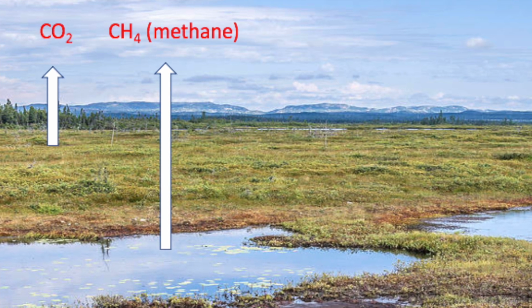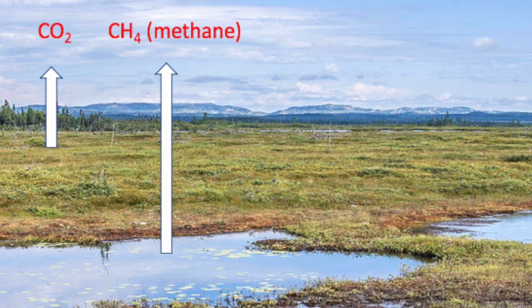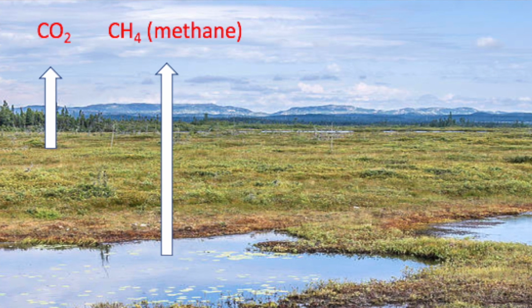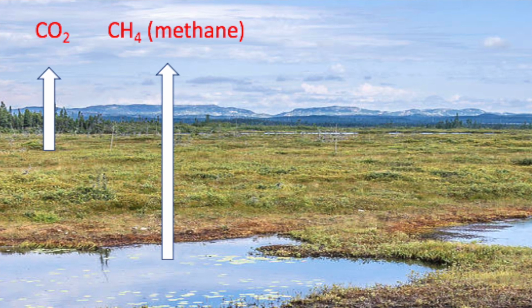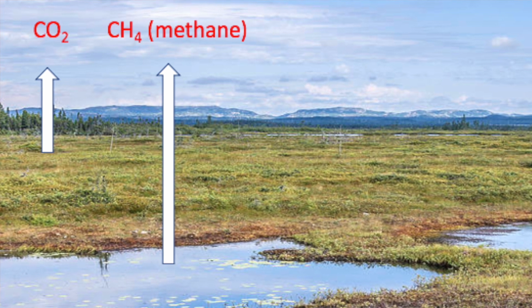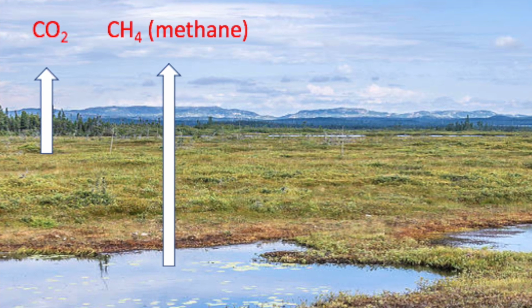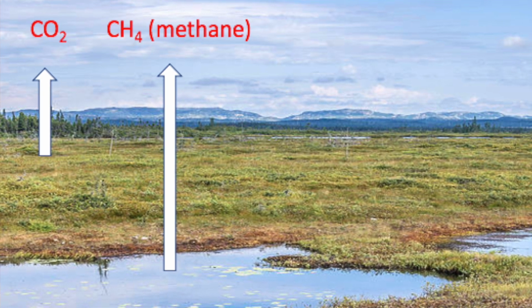Carbon dioxide tends to be produced where the thawing soil has access to free oxygen. Methane tends to be produced in lakes and waterlogged locations which are anoxic, in other words, there's no free oxygen. And methane, as you probably know, is a much more powerful greenhouse gas than carbon dioxide.